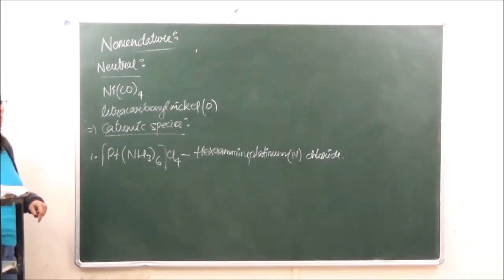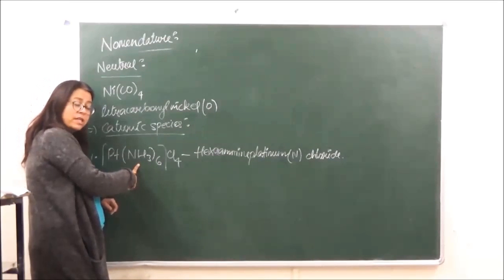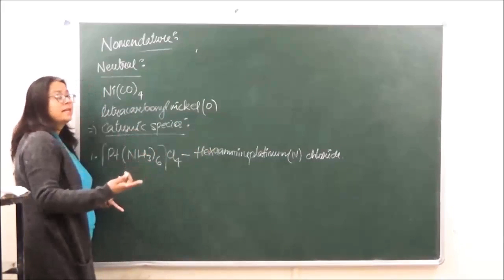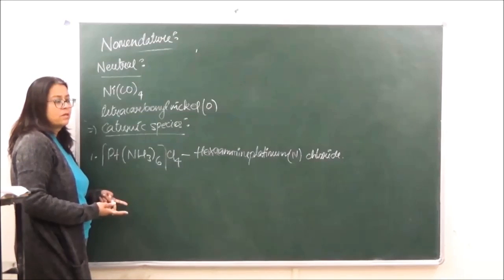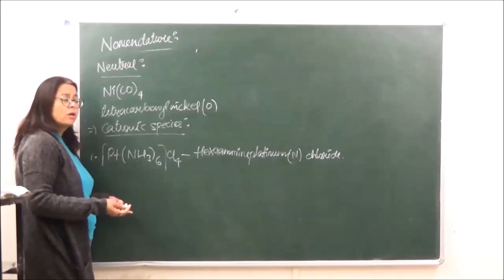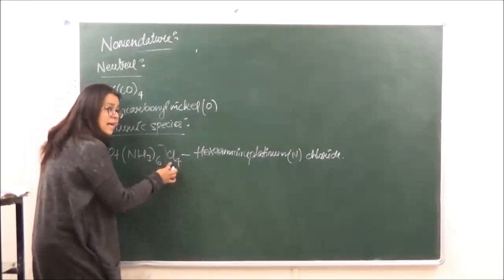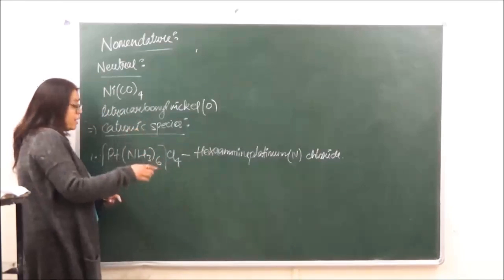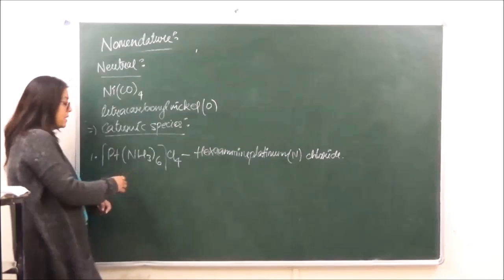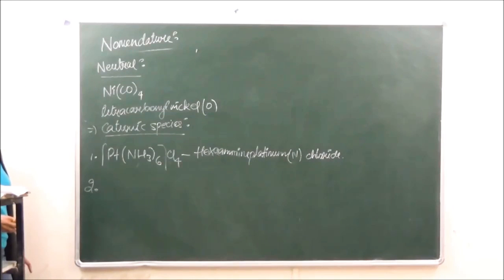Chlorido does not come in this. This is the counter ion. Chlorido will only come if chlorine is taken inside the coordinate entity as a ligand. When it is a counter ion, it will come as the negative anion as it is named. Sulfate will be named as sulfate, chloride as chloride, bromine as bromide, fluorine as fluoride, because this is a counter ion. Chlorido, bromido, iodo we will only take if they are taken as ligands inside the coordinate entity.